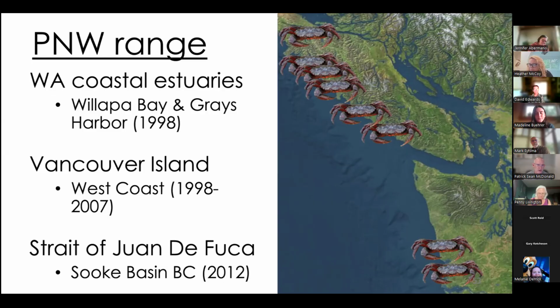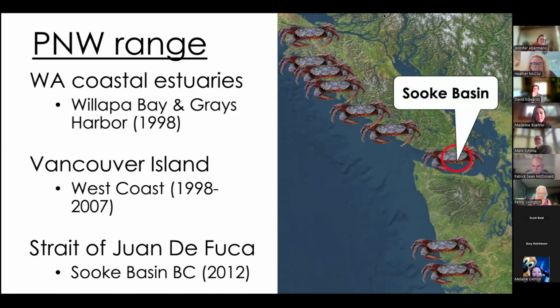And then over the subsequent years, they spread along Vancouver Island, and it wasn't really until 2012 that they ended up within the Strait of Juan de Fuca. In 2012, our colleagues in British Columbia identified an abundant population in a place called Sooke Basin, which is a really interesting little embayment right near Victoria.